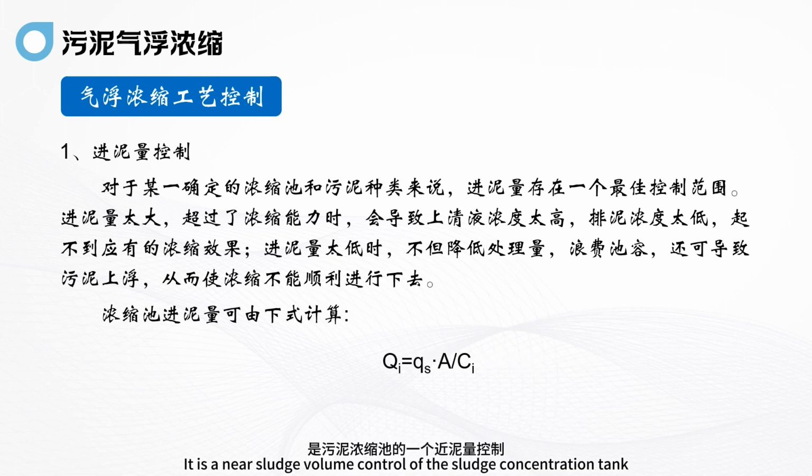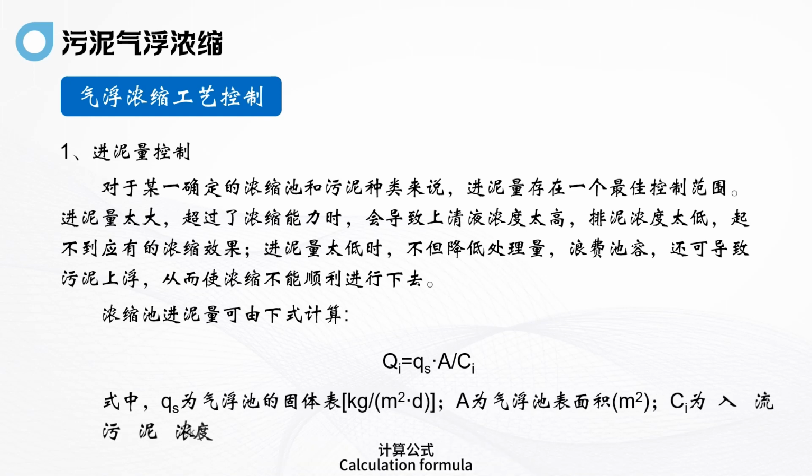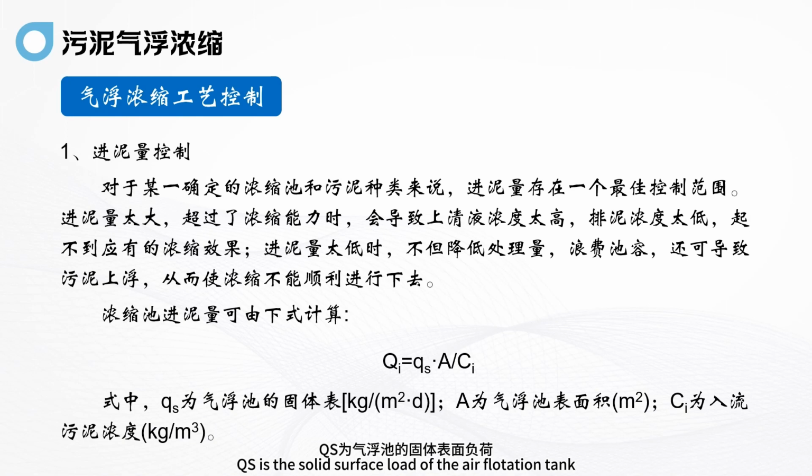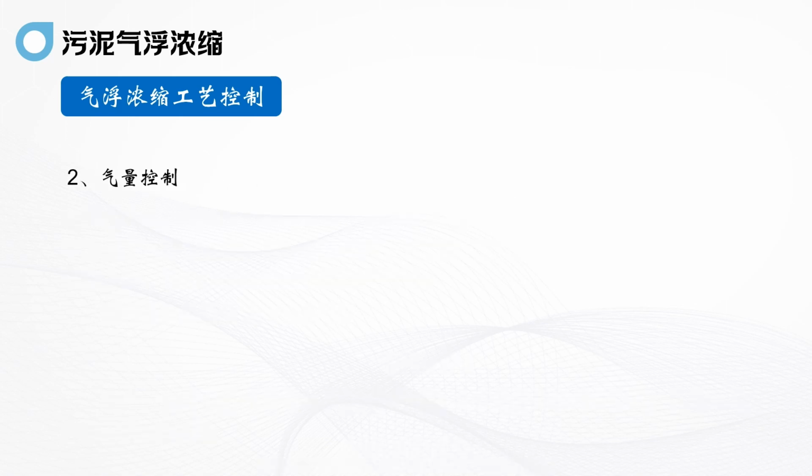This formula is the calculation formula for the sludge volume control of the sludge concentration tank. In the equation, Qs is the solid surface load of the air flotation tank, A is the surface area of the air flotation tank, and C is the concentration of incoming sludge.